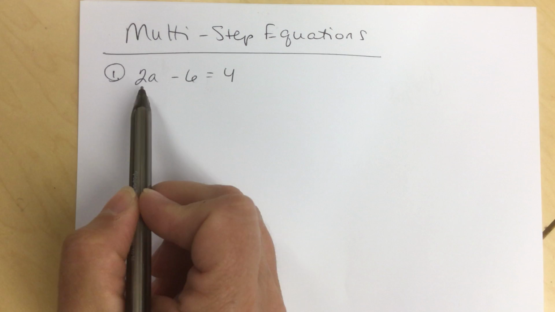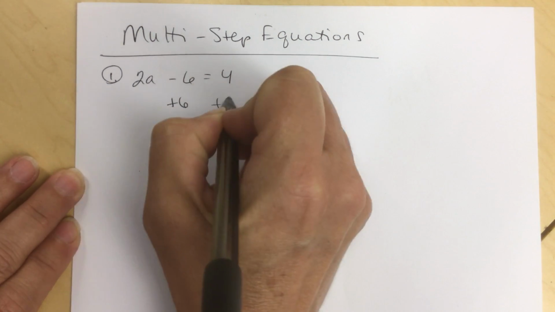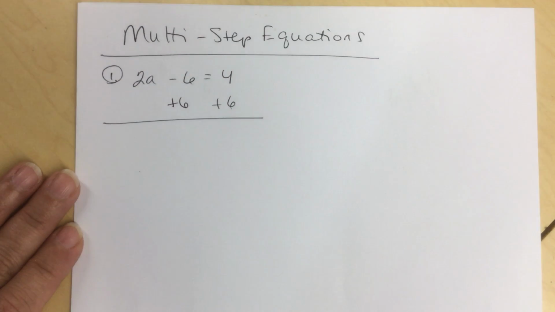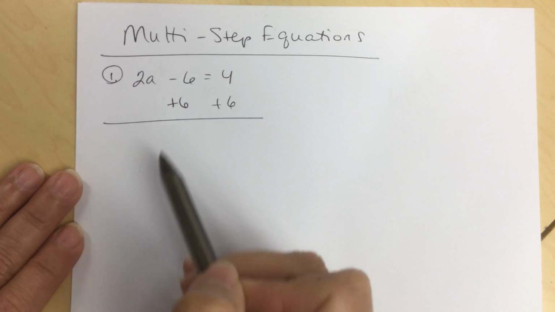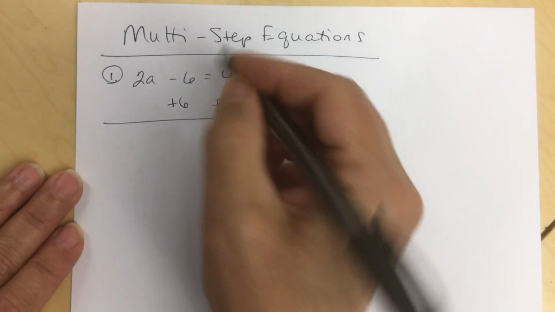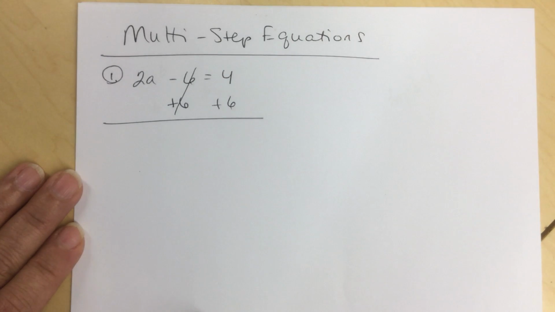So I'm not going to start with the 2. I'm going to start with the -6. So I'm going to add 6 to both sides. We're basically doing PEMDAS backwards because we're starting with the answer and we're working backwards. So the opposite of -6 is +6. That becomes 0.